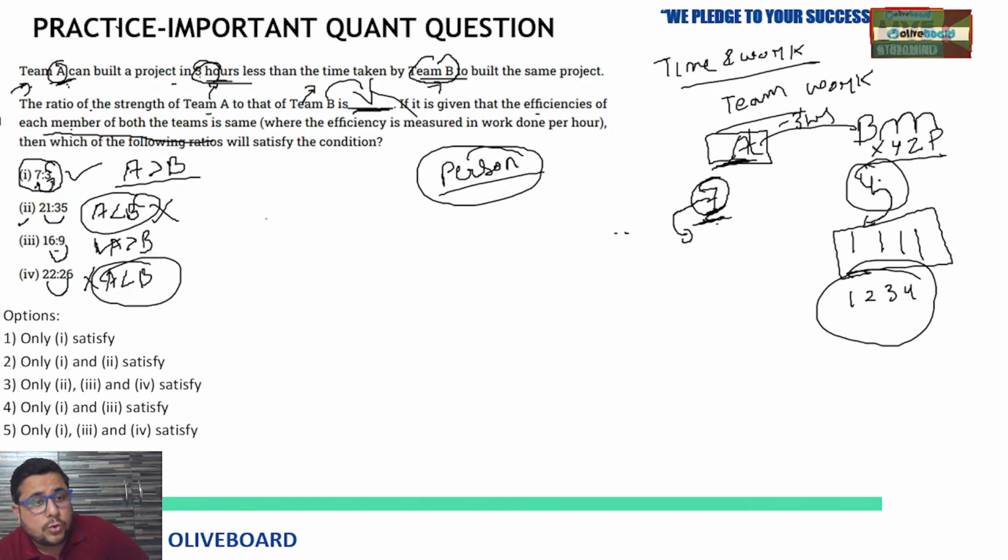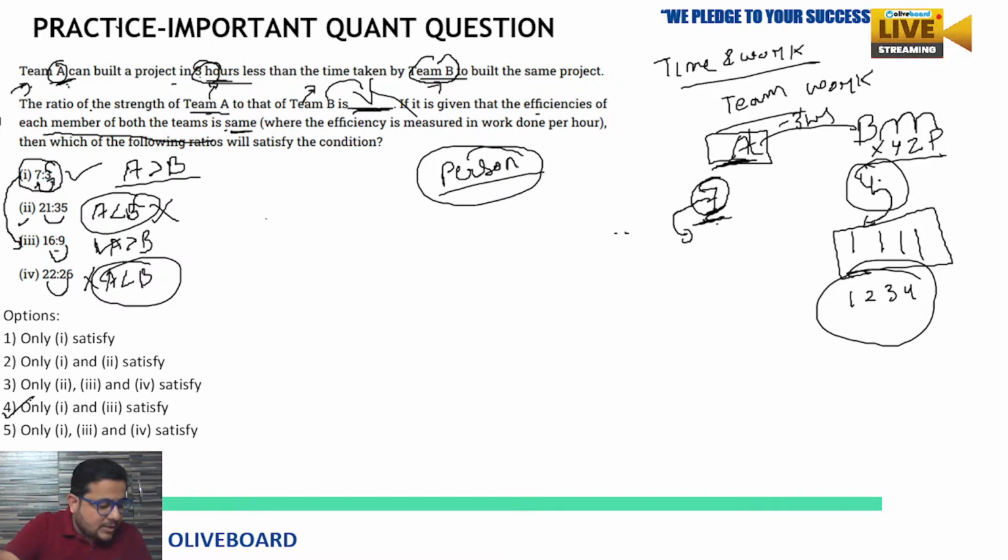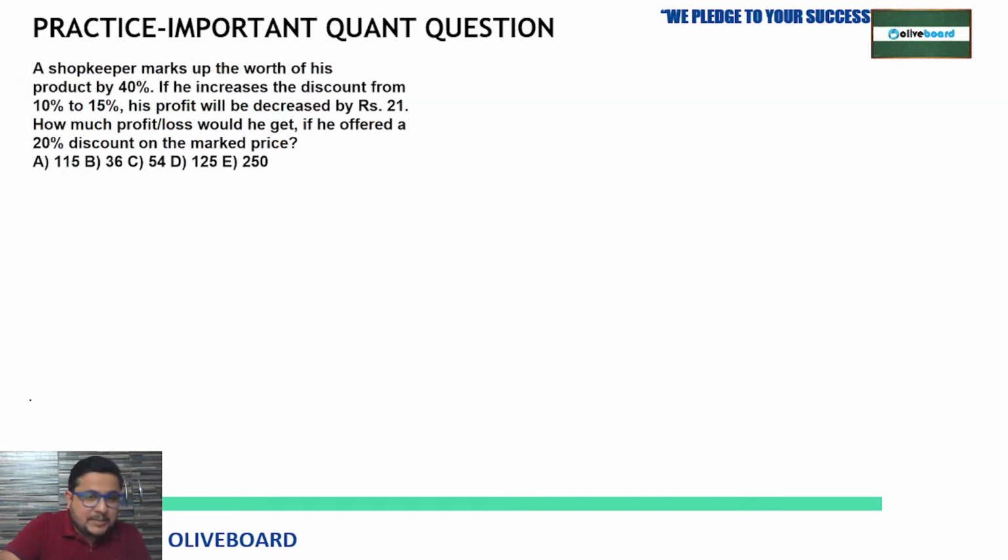Because each member of both teams has the same efficiency, you just have to check the strength, the number of persons. The team which has more persons will take less time. So here our answer would be the first and third only. Option 4. Is there any doubt in anyone's mind? Everyone, Satya, Tanu, Trishna. The fourth one will be the correct answer here.